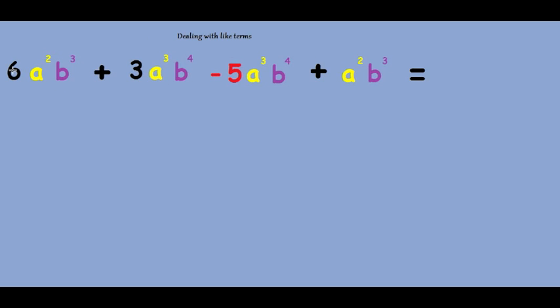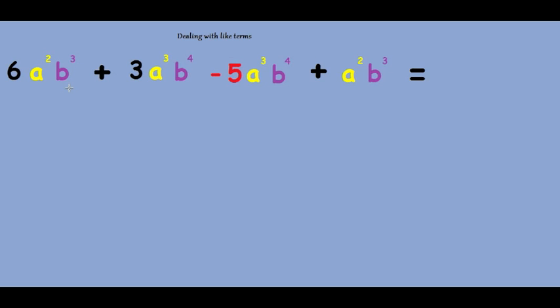And I have here 6 of these things called a squared b cubed, 3 of these things called a cubed b4, -5 of these things, and 1 lot of these things. Now you might think that they're all like terms and they're all identical objects because they all have a's and b's in it. However, you've got to look at the number attached, those little power numbers.